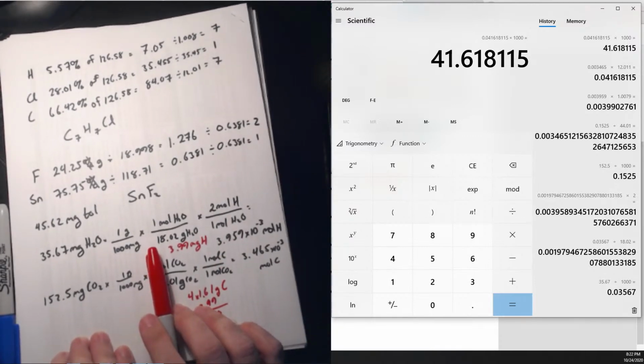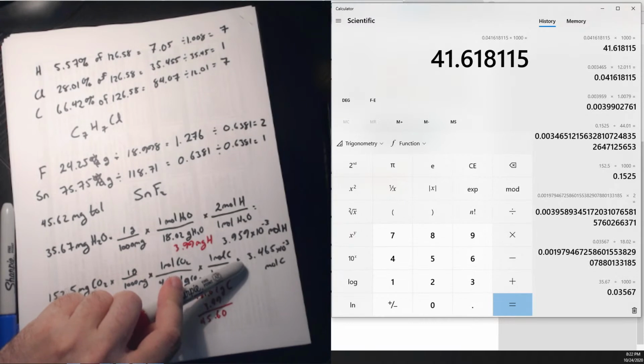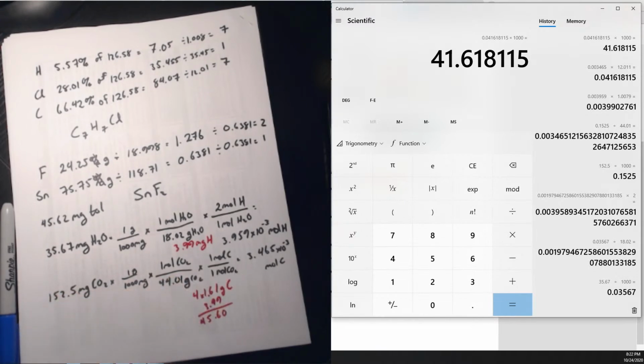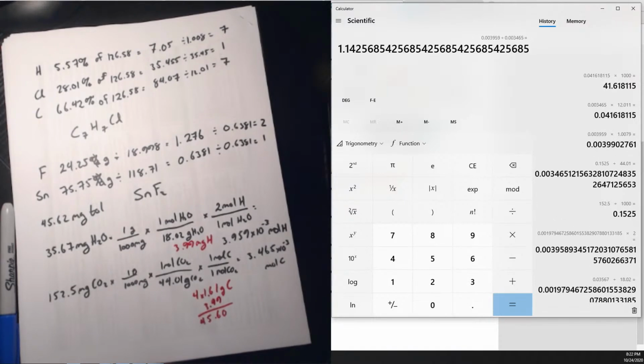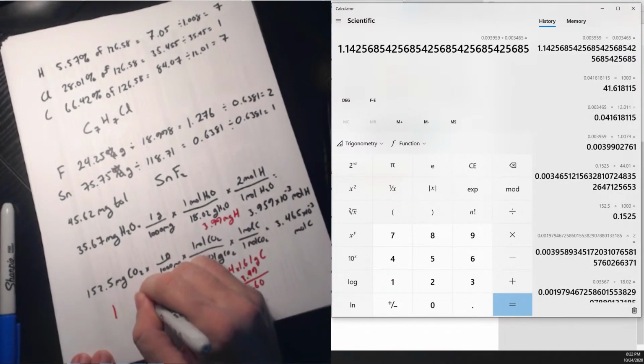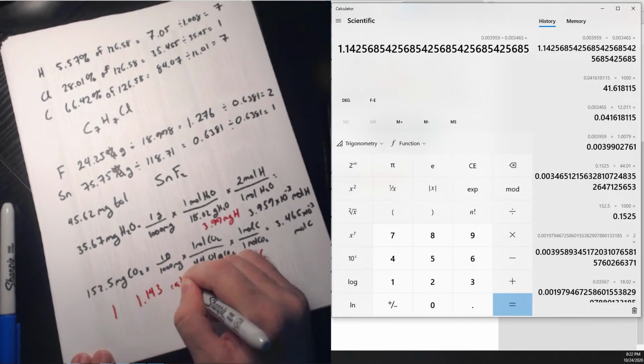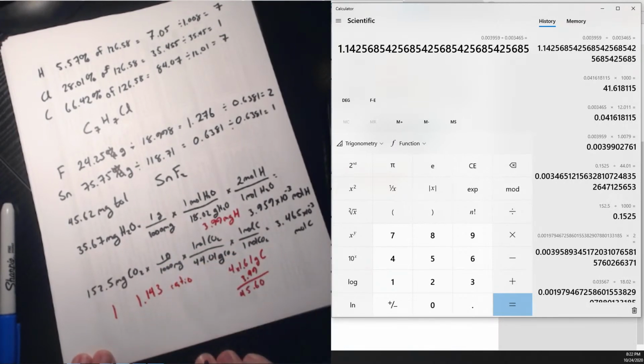Well, let's just go ahead and give this a shot. We're going to divide both of them by the number of moles of carbon. So 0.003959 divided by 0.003465 gives us a 1 to 1.143 ratio. That looks to be about 1 to 7.